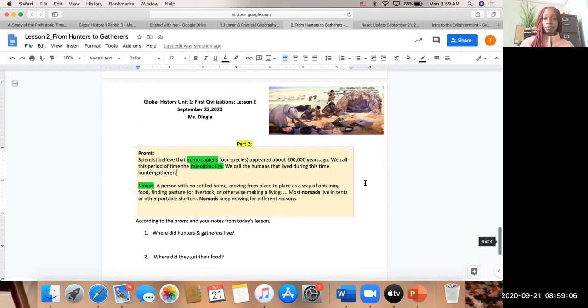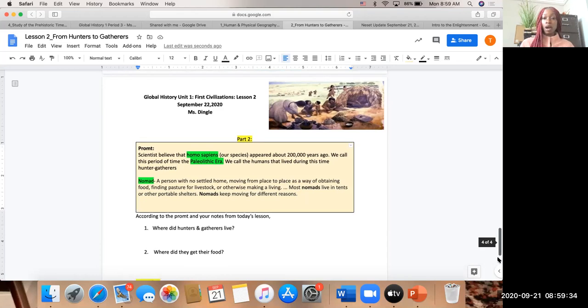A nomad, which was our word of the day yesterday, awesome. A nomad is a person with no settled home, moving from place to place as a way of obtaining food, finding pasture for livestock, or otherwise making a living. Most nomads live in tents or other portable shelters. Nomads keep moving for different reasons, all right? So it's never just one reason, it's always a different reason for different groups of people.